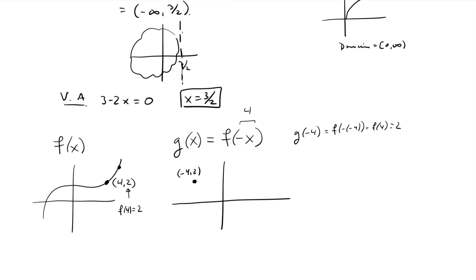Similarly, if I have a point that's 5, 3, I would need an x value of minus 5 to generate 3 again. So what will happen is that the graph of f will be reflected across the y-axis. So replacing x by minus x reflects it across the y-axis. So this is what happened here: reflection across the y-axis. So that's one thing.